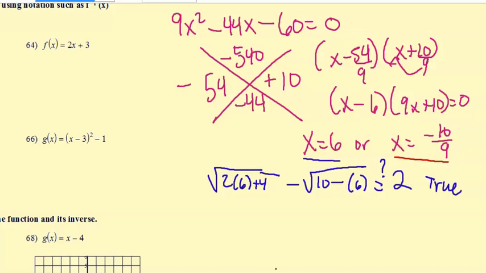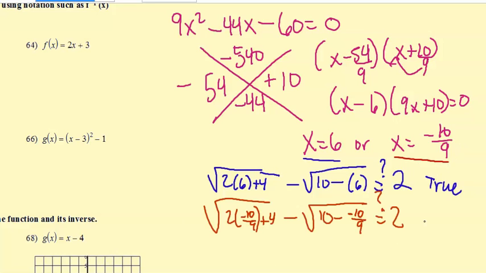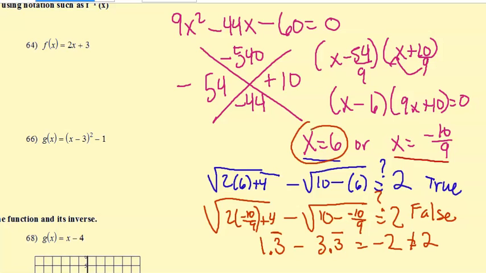Now let's plug in negative 10/9. If you type this one into the calculator, it will say false. That's because if you multiply them out, you would get about 1.3 repeated minus 3.3 repeated. And that would equal negative 2, which is not 2. So your real solution is x equals 6. X equals negative 10/9 would be extraneous here.